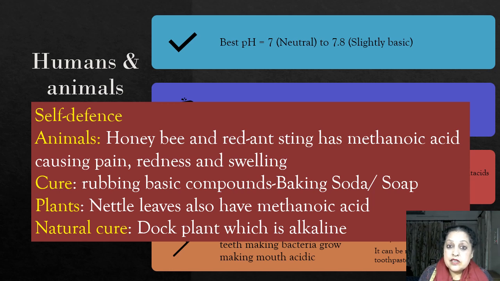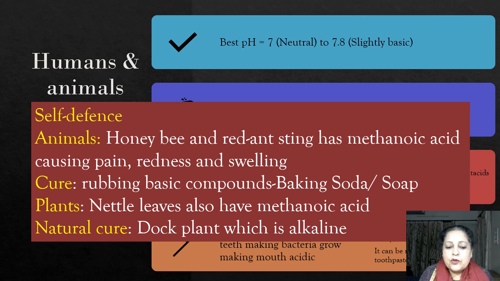And if it is a little bigger insect, that is a honeybee, oh my god, it can really put you into a lot of trouble. So what to do? Use something basic. You know a lot of basic substances around you. We have soap, you have the toothpaste, and best of it, you have the baking soda. Just apply a little bit of baking soda. You are relieved of the discomfort caused by the methanoic acid which the bee or the ant has injected into your body.